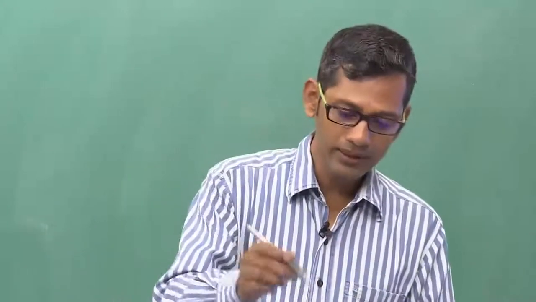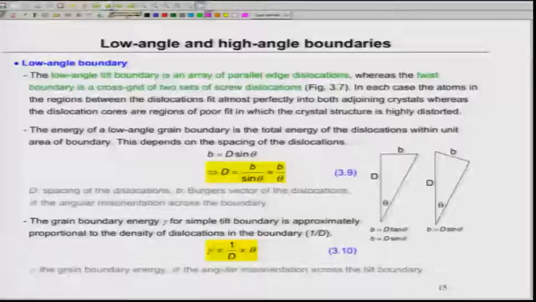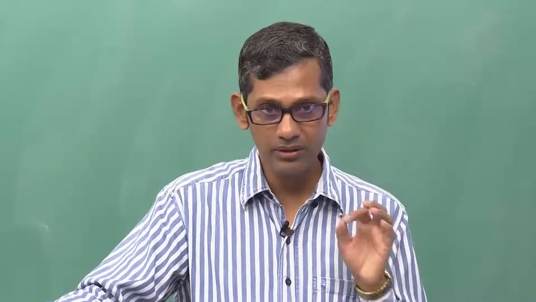So if I go back a little bit here, that is one thing. Second thing is that the energy of low angle grain boundaries, I told you, is nothing but the total energy of the dislocations. Now it depends, obviously, on the spacing of dislocations. As you see from this picture, if this is the Burgers vector, this is the distance between the two dislocations, and this is the angle theta, then b is nothing but D sin theta. Or rather, the distance between the two dislocations is b by sin theta. If theta is small, then it's b by theta, where theta is in radians.